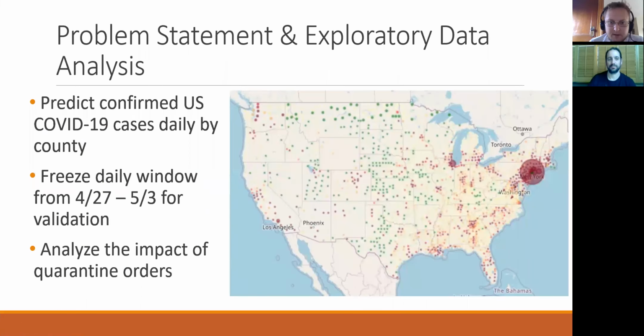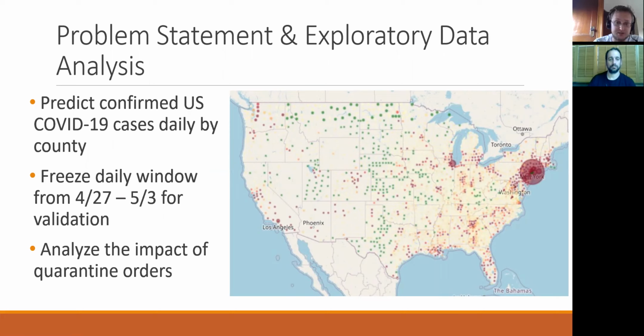Our project primarily dealt with the Johns Hopkins data consisting of daily counts of deaths and confirmed cases of COVID-19. We narrowed our focus specifically down to predicting US confirmed cases across 3,043 counties and 49 states. We used data from January 22nd through May 3rd, holding out the final 7 days for prediction and validation.